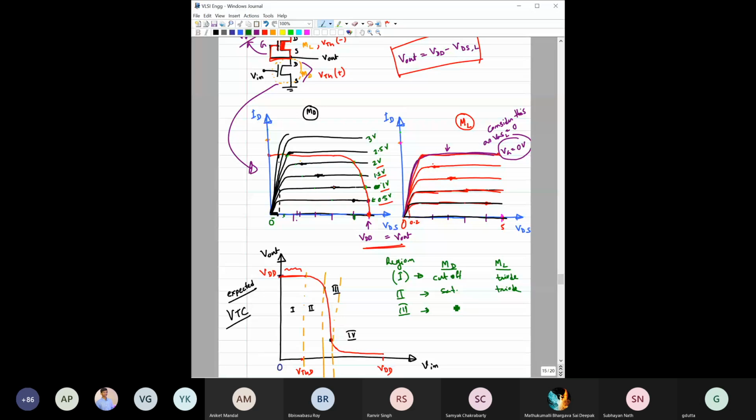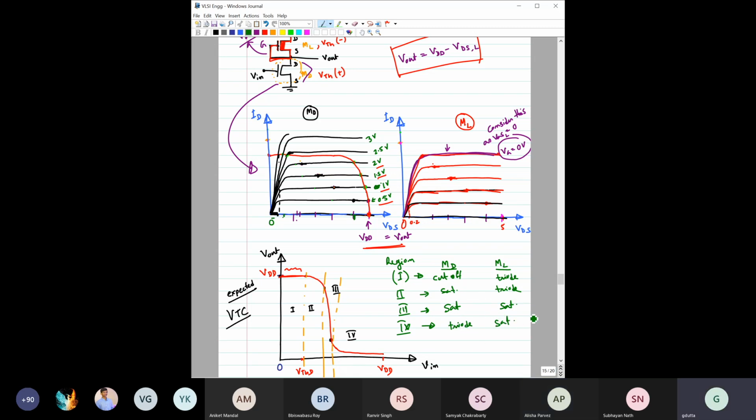Region 3. Both in saturation. Very good, Alicia. Region 4. Triode and saturation. Right. Triode and saturation.